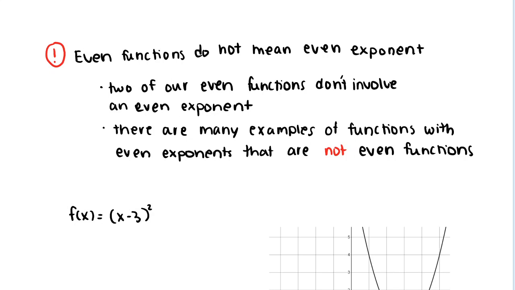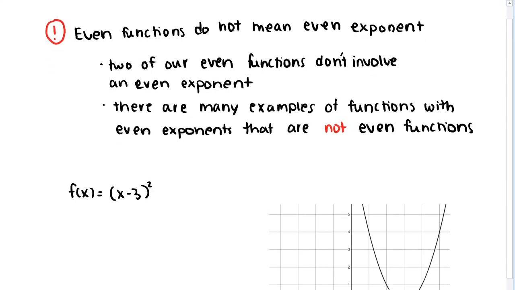So of our three examples, two of them didn't even involve an even power. One of them was the absolute value of x, that was an even function, it was symmetric about our y-axis. There's no even power there. And then the other even function we had was this cosine function, and again there was no even power there either. So something I want to emphasize is that even functions don't necessarily need to involve an even exponent. And actually there are also many examples of functions with even exponents that are not even functions.